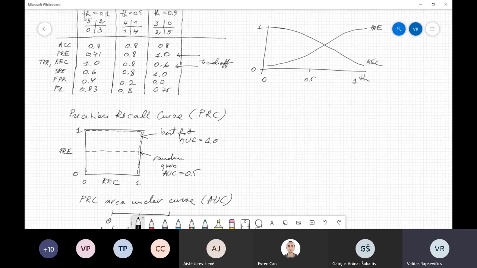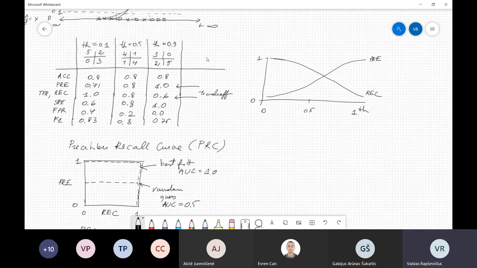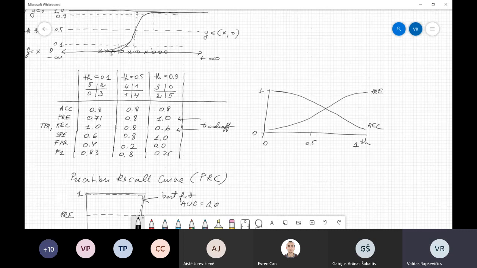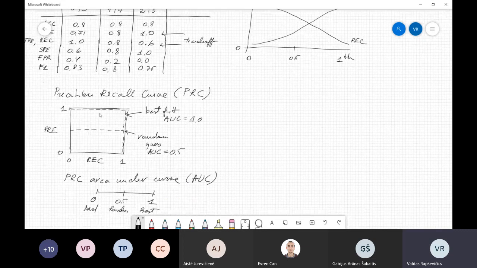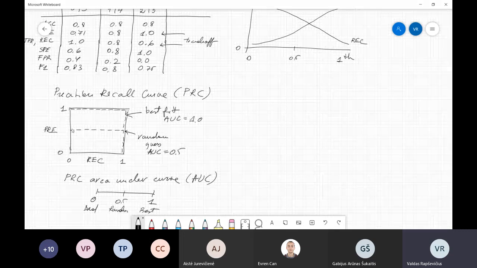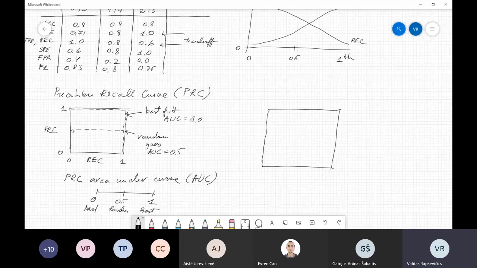Okay, so since we have this threshold changed, with threshold change we can basically move from left to right. This is the right order of the probabilities sorted, and we can draw the precision recall curve for this situation with the changing threshold. Okay, so let's do it like this. We have this area again. We have here recall, here is our precision, recall and precision, from 0 to 1, from 0 to 1.